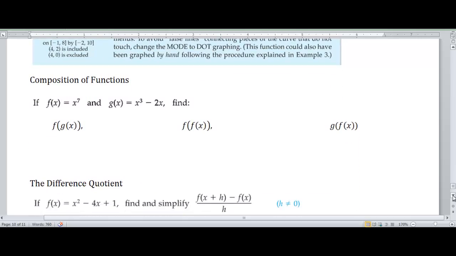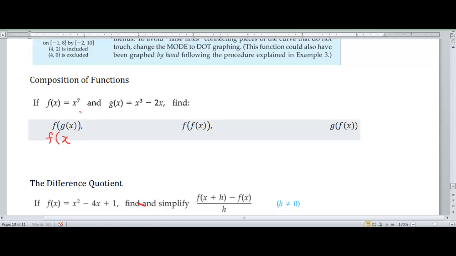Okay, so if f of x equals x to the 7th and g of x equals x cubed minus 2 to the x, what is f of g of x? So that means I want f of, let me plug g of x into here. So every time you see an x, you're going to plug in g of x.